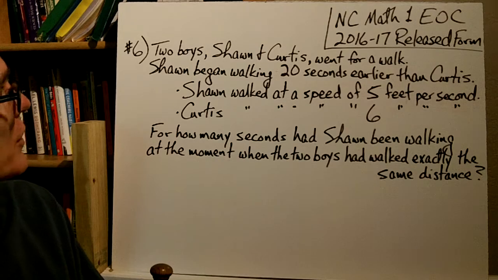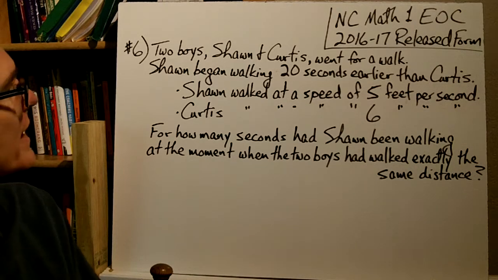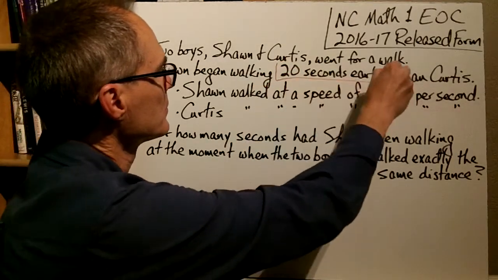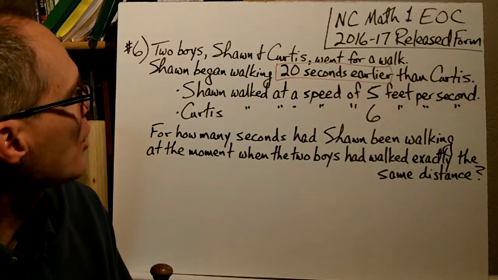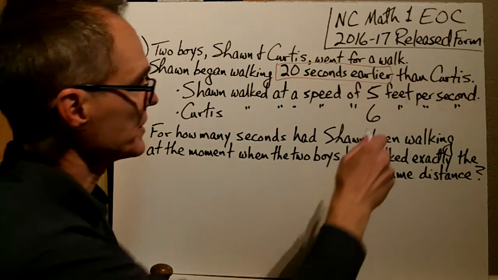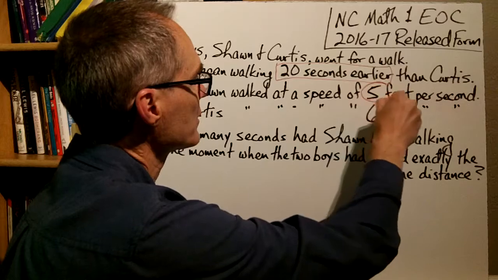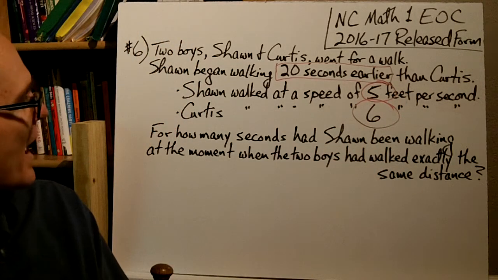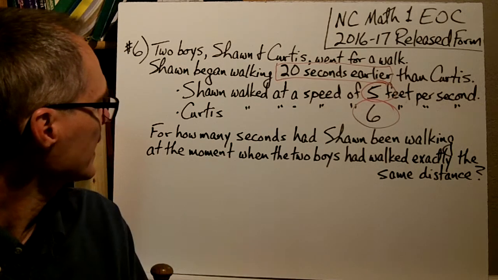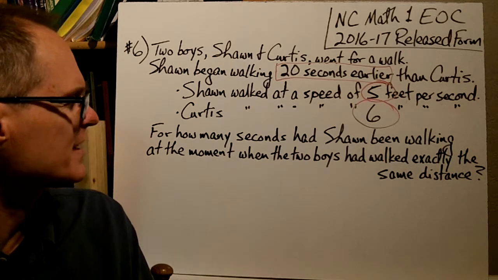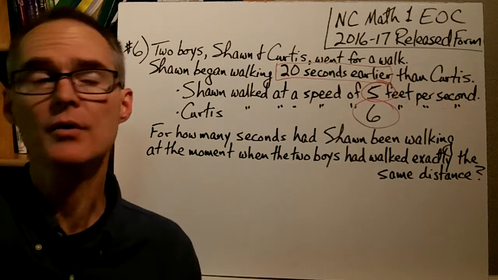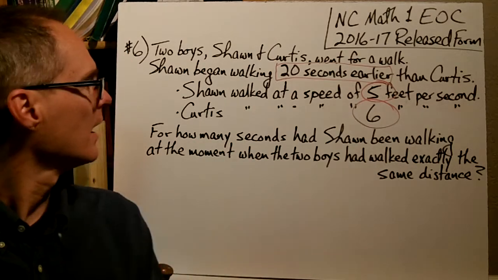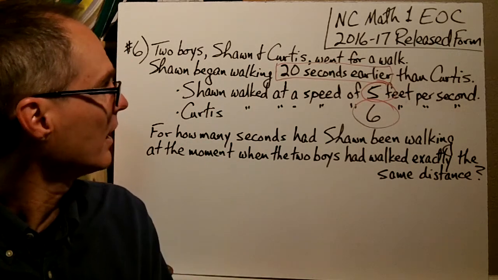Two boys, Sean and Curtis, went for a walk. Sean began walking 20 seconds earlier than Curtis. Sean walked at a speed of 5 feet per second, and Curtis walked at a speed of 6 feet per second. For how many seconds had Sean been walking at the moment when the two boys had walked exactly the same distance?